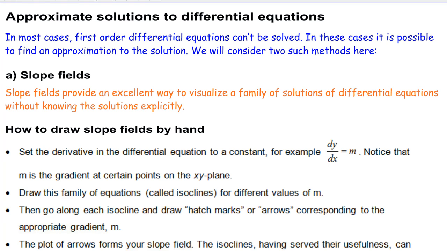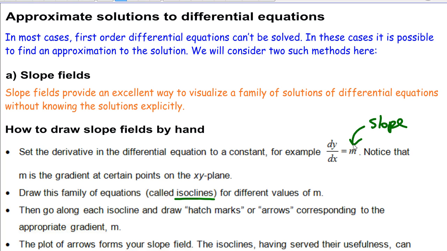Now, how do you draw slope fields by hand? First of all, set the derivative in the differential equation to a constant. For example, dy over dx is equal to m, where this is the slope. And then you'll end up with equations. Those equations are called isoclines, for different values of m.